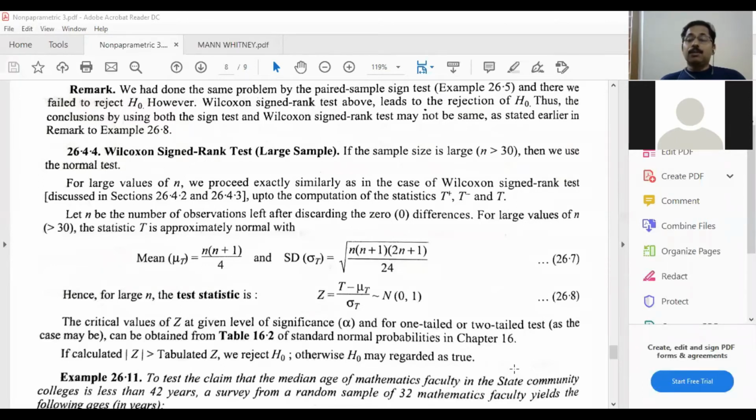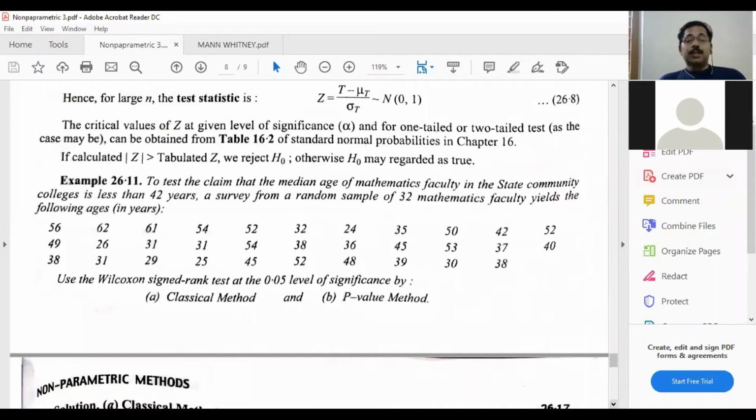To familiarize ourselves with these techniques, we may look at a problem. This example says: to test the claim that the median age of mathematics faculty in the state community college is less than 42 years, a survey from a randomly selected sample of 32 mathematics faculty yields the following ages. Their ages are given: 56, 62, and so on, up to 38.